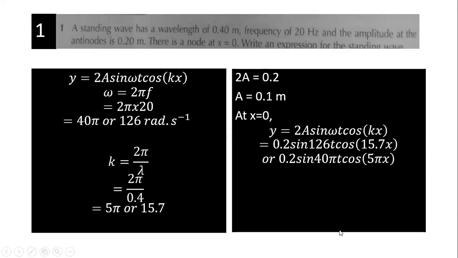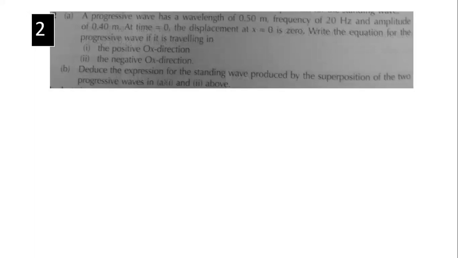Okay. Any comment? Anything not clear? Okay, let's go to number 2. A progressive wave has a wavelength of 0.5 meter, frequency of 20 Hz, and amplitude 0.4. At time t equals 0, the displacement at x equals 0 is 0. That means it's a sine curve they are using. Write the equation for the progressive wave if it is traveling in the positive x direction.